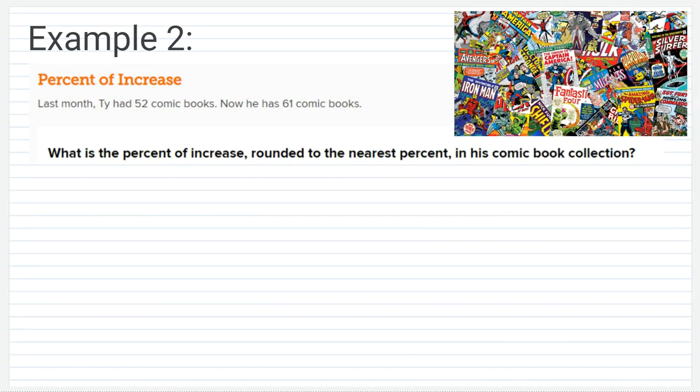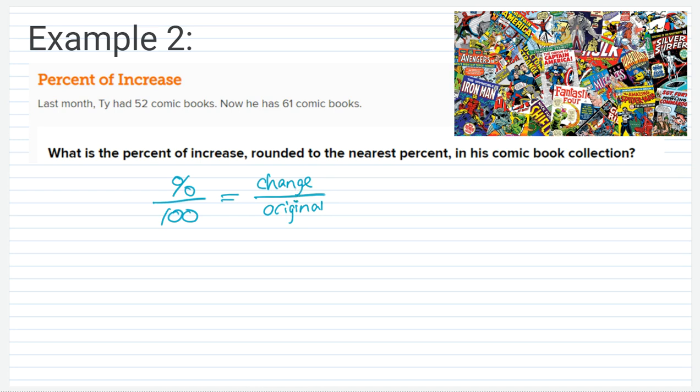So example 2. Last month, Ty had 52 comic books. Now he has 61 comic books. What is the percent of increase, rounded to the nearest percent, in his comic book collection? So we're going to, once again, use this proportion. My advice would be to write it out every time so you can make sure that you're setting it up correctly. So percent over 100 equals the amount of change, which we can just write as change, over the original amount.